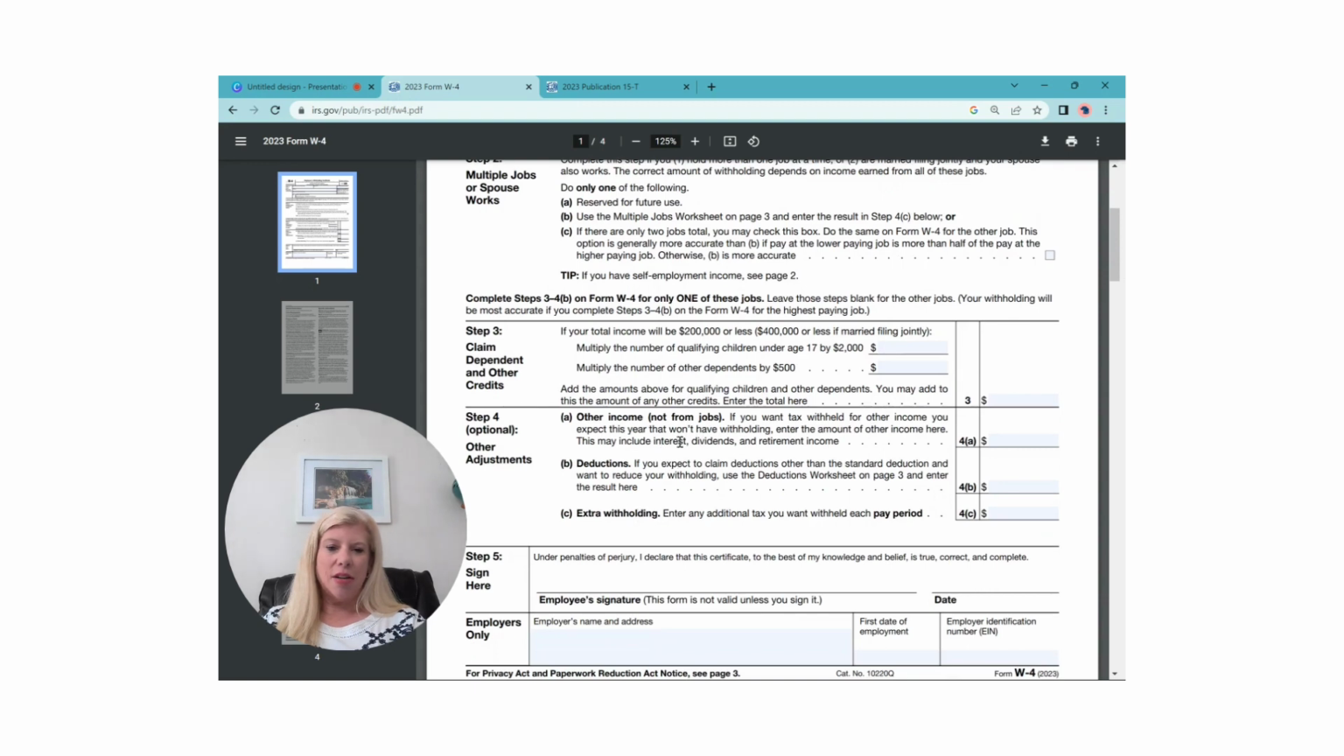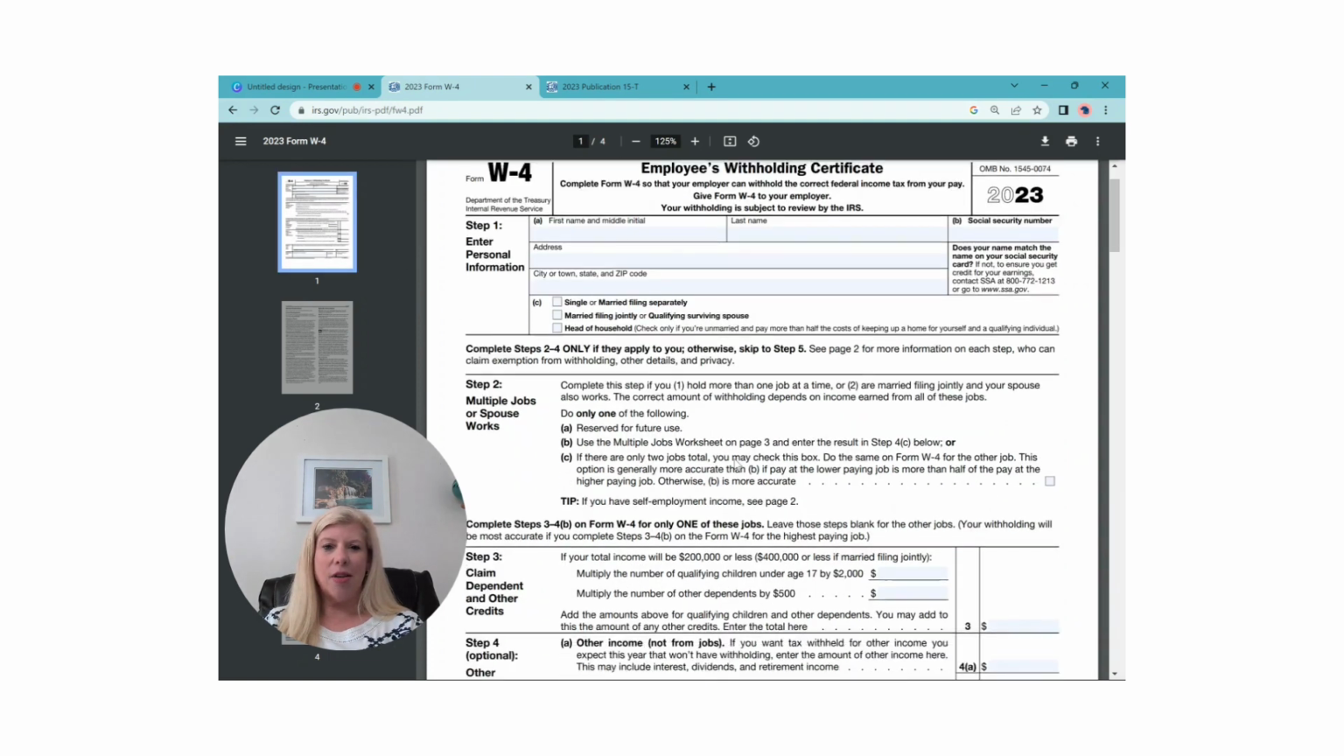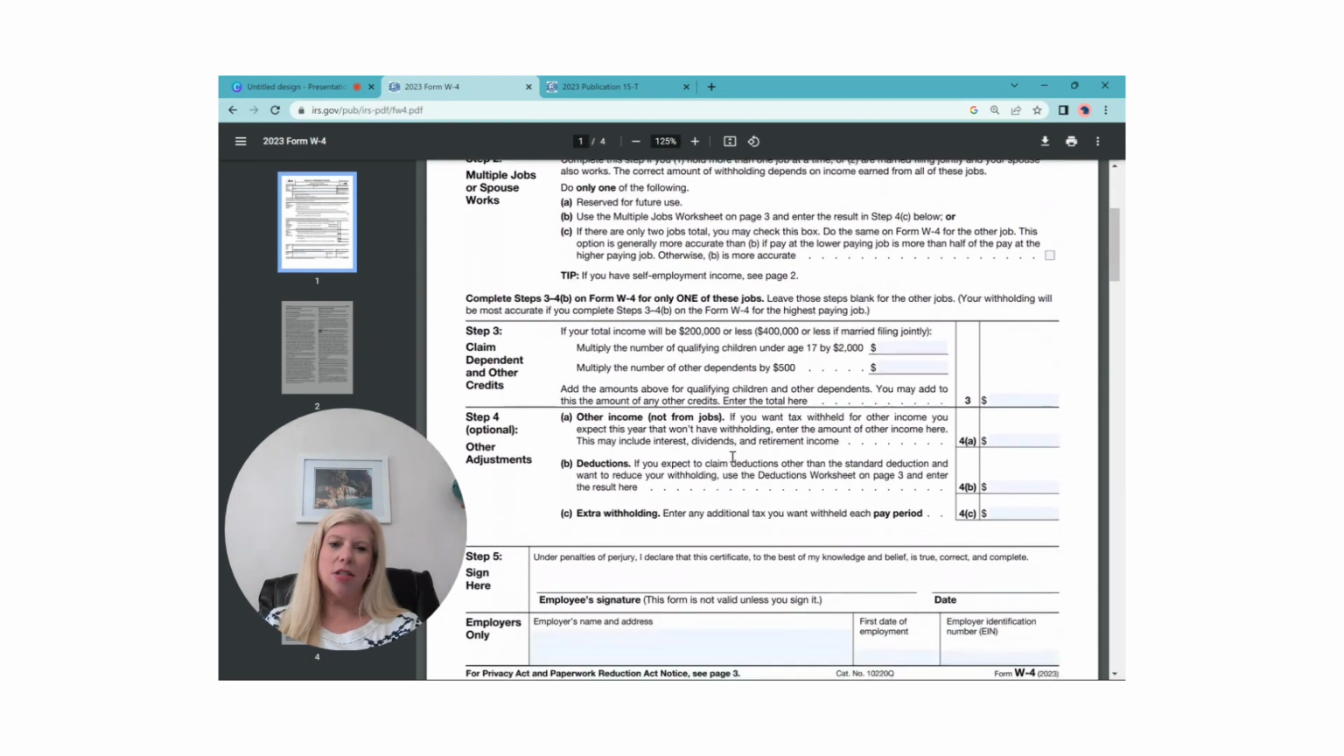This section down here takes into account any answers that you did over here if you have multiple jobs. This is also if for some reason there's not enough coming out of your paycheck, the easiest way to kind of trick the payroll system into taking more out is just put a flat amount in here.